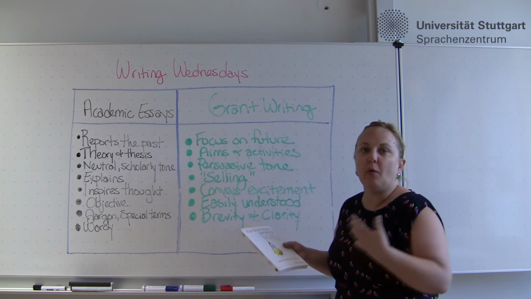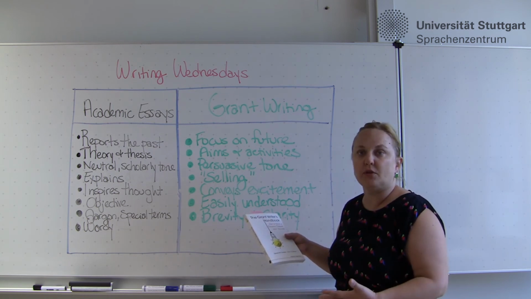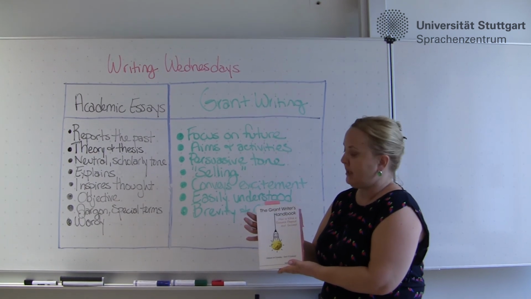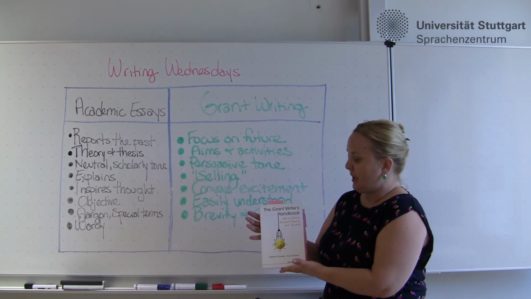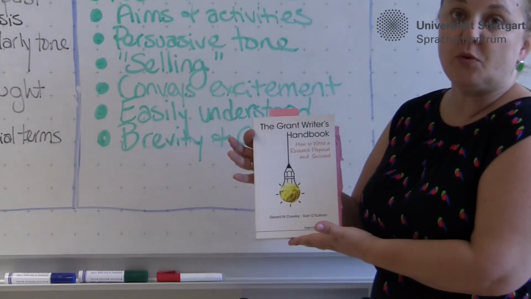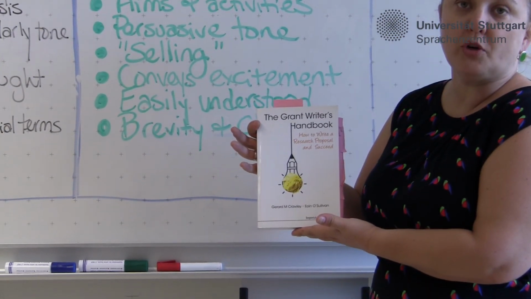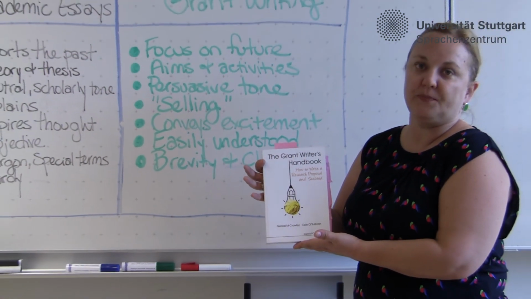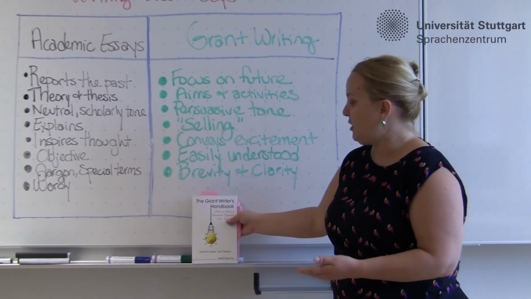If you were going to buy one book, there's a lot of books on grant writing. This is the one that I recommend, the one that I get a lot of ideas from. This is the Grant Writer's Handbook, How to Write a Research Proposal and Succeed. This would be helpful if you're going to buy one book to put on your shelf to get started writing grant proposals in English. I hope this information was a little bit helpful.